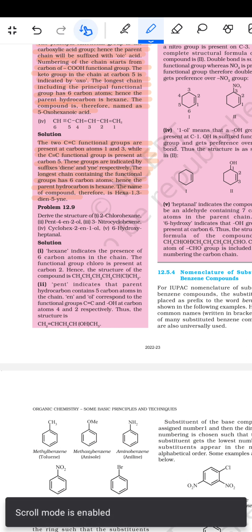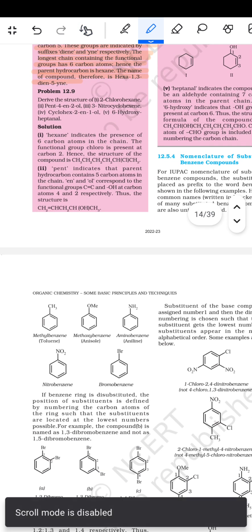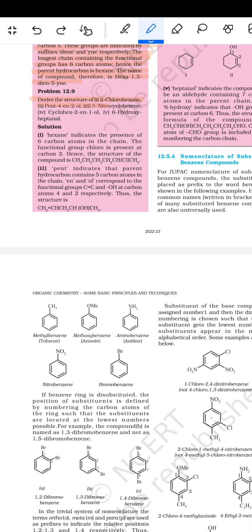Now the problem 12.9: derive the structures of 2-chlorohexane, pent-4-en-2-ol, 3-nitrocyclohexene, cyclohex-2-en-1-ol and 6-hydroxyheptanal.